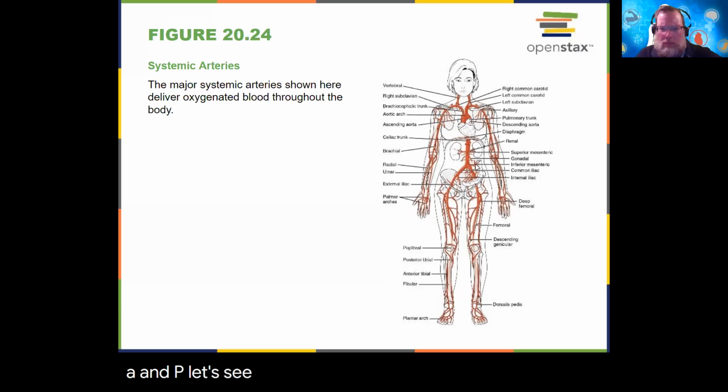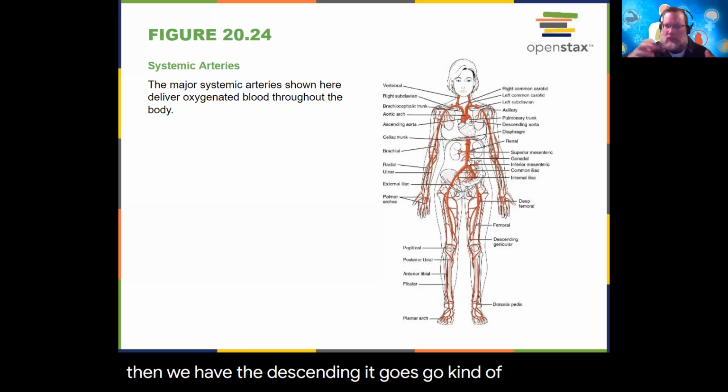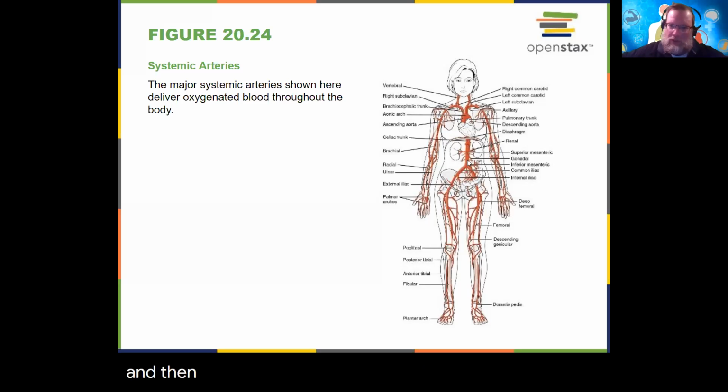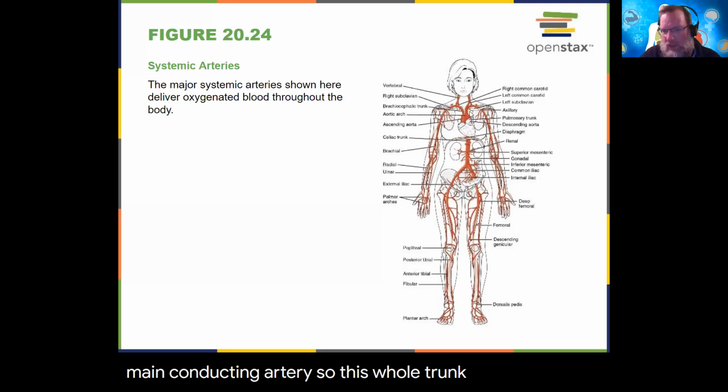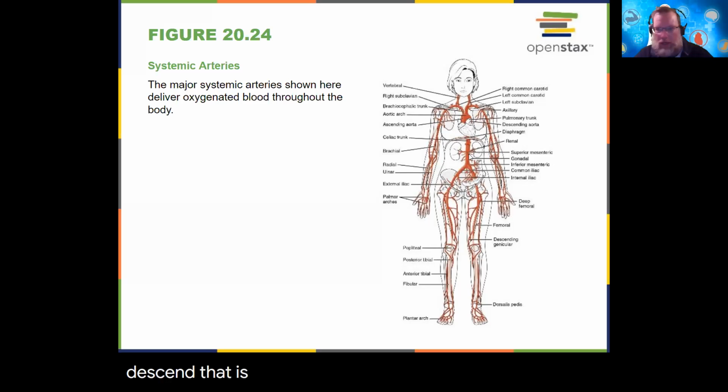Let's see, a couple others. The aorta, right? The ascending aorta ascends or goes up, then it's an arch, and then we have the descending aorta. Again, it conducts blood. It descends, and then we have all these distributing arteries off of that main conducting artery. So this whole trunk, as we come down off of the aortic arch and head down or descend, that is all aorta.